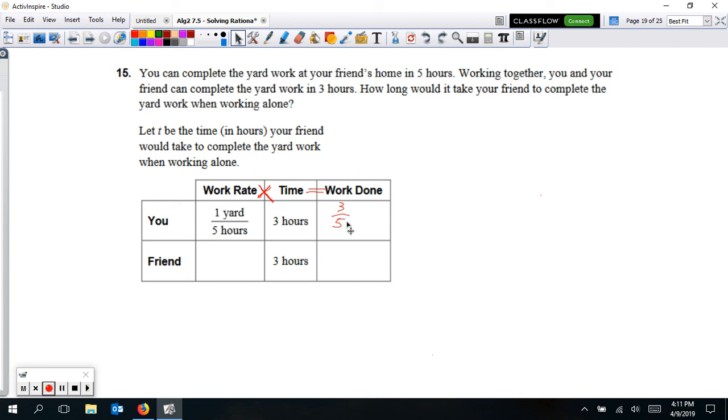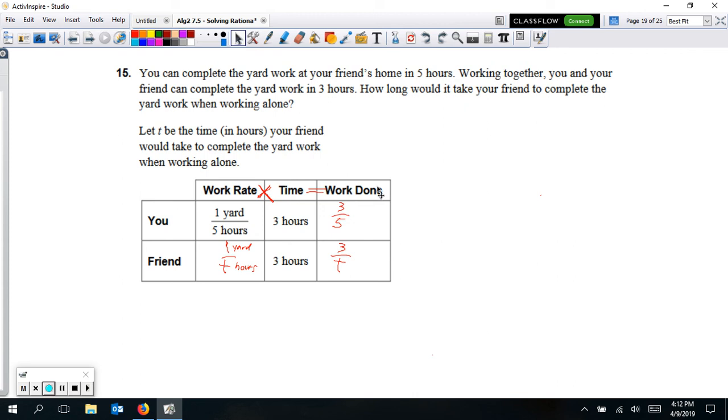We don't know that. That's what we're trying to find. You'd multiply this. So 1/5 times 3 is 3/5. Let's make sure we multiply that. Now for your friend here, he's going to be 1 yard in t amount of hours, so 1 over t. We don't know what t is. That's what we're trying to figure out. So he's going to be multiplying 1 over t times 3. So that's just going to be 3 over t. This one you can see is 1 times 3 is 3 on the top, 5 is still on the bottom. 1 times 3 is 3 on the top, t is still on the bottom.